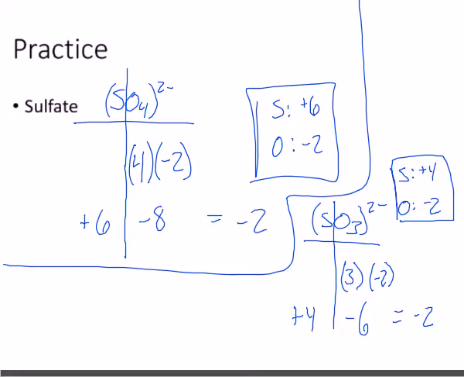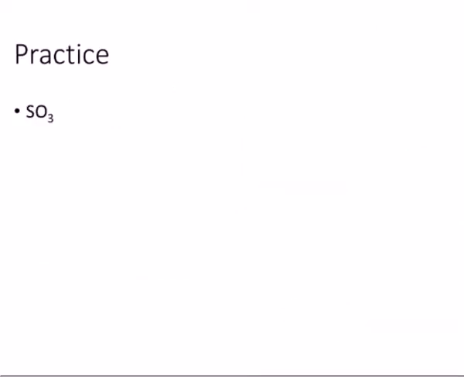Notice that one oxygen makes a difference. It changes sulfur's oxidation state. It goes from a +6 down to a +4 just by changing one oxygen. So it does matter that you have the charge. It does matter that you have the right formula. That will change your answer up, so you've got to be careful as you're going through those. Let's take a look at the next one.